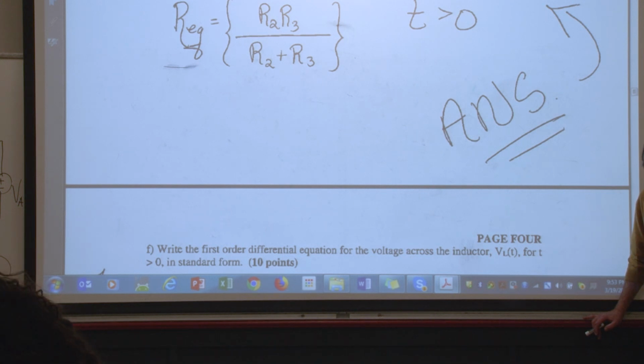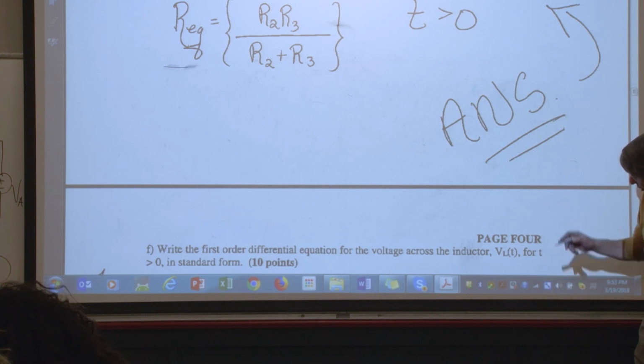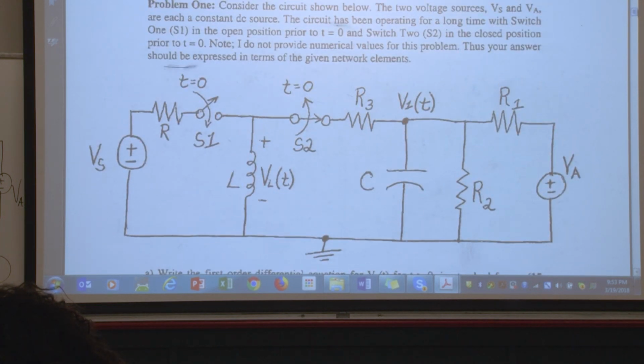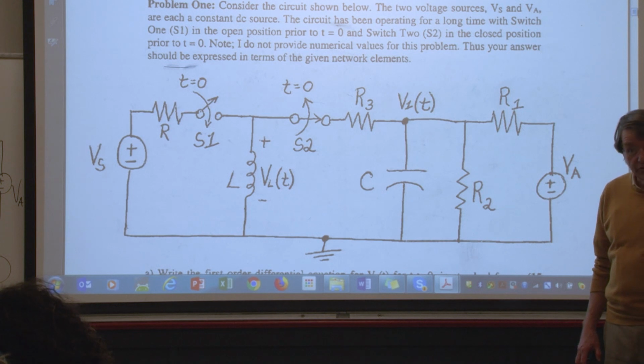I got to go back to the original circuit. Write the differential equation in standard form for the voltage across the inductor for t greater than 0. So I say, all right, last part of the problem. I'm not going to blow it now. So here, I look and I say, they now want the voltage across the inductor for t greater than 0.